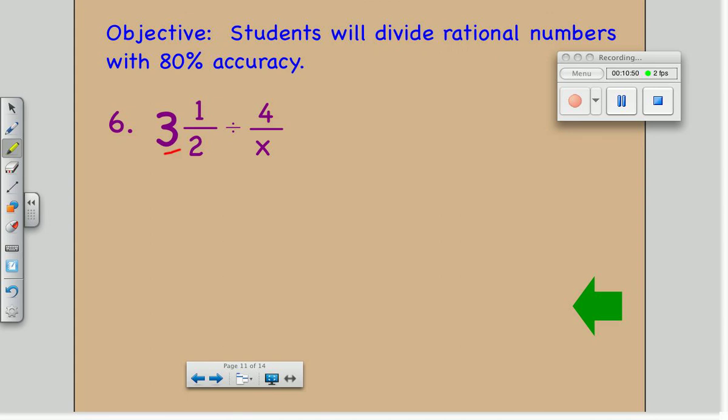Change this first to a fraction. 2 times 3 is 6, plus 1 is 7 over 2. Change division to multiplication. Change 4 over x to x over 4. There's nothing I can do to cross cancel, so I'm just going to multiply straight across. 7 times x is 7x. 2 times 4 is 8. 7x over 8.